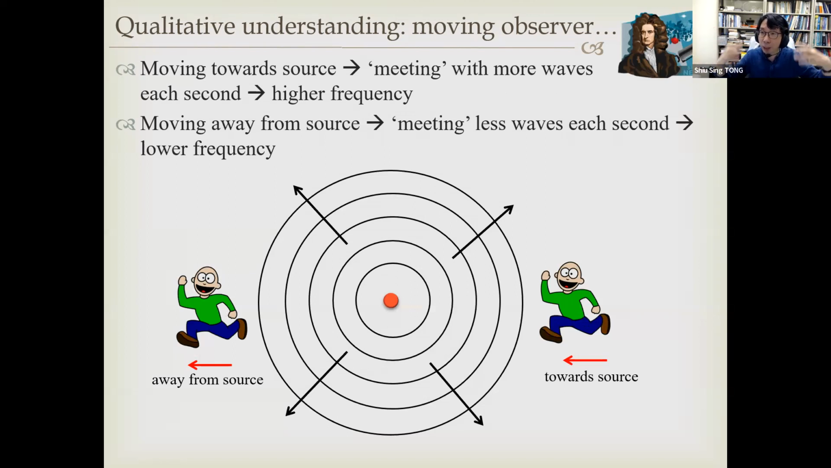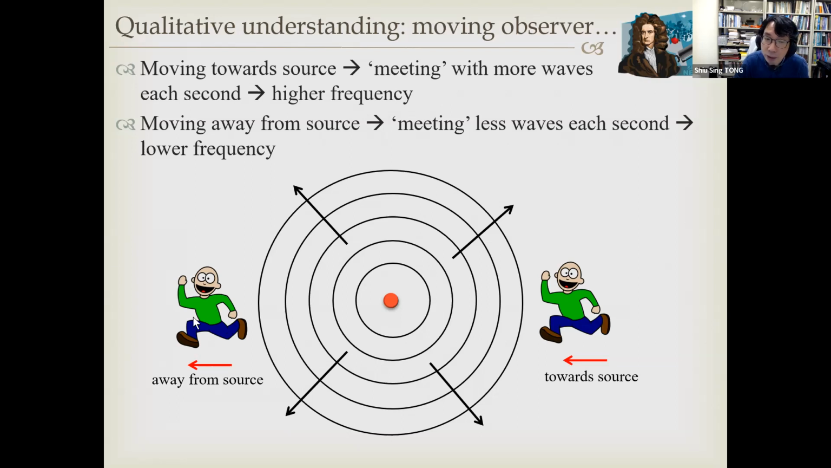The wavelength is fixed by the frequency and by the property of the medium. So the wavelength, the separation of the wavefront, will be even. And if you have a person who is moving towards a sound source, he will collide more often with the wavefront, and so he hears a sound with a high frequency.